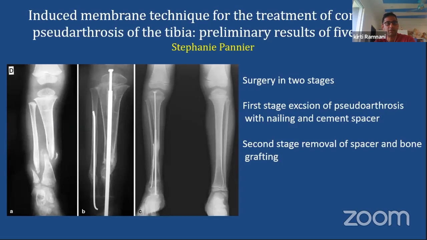This is an article by Stephanie Penier. Although they had only 5 cases and all 5 of them achieved union, what they did was they treated CPT in 2 stages.